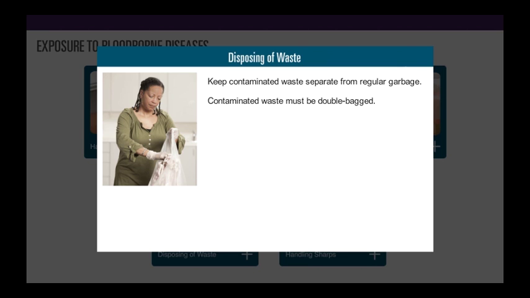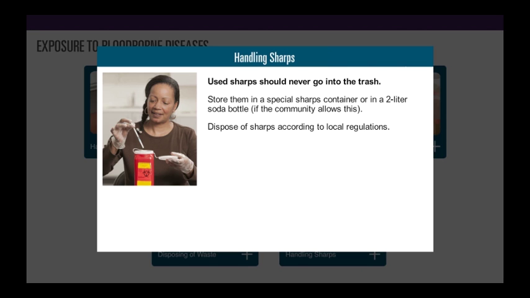When disposing of waste, keep contaminated waste such as soiled gloves or used tissues separate from regular garbage. Contaminated waste must be double-bagged. Used sharps should never go into the trash. They should be stored in a special sharps container, available from pharmacies, or in a 2-liter soda bottle, if the community allows this. Dispose of sharps according to local regulations. Check with the local health department or your supervisor or case manager if you don't know how to dispose of sharps.